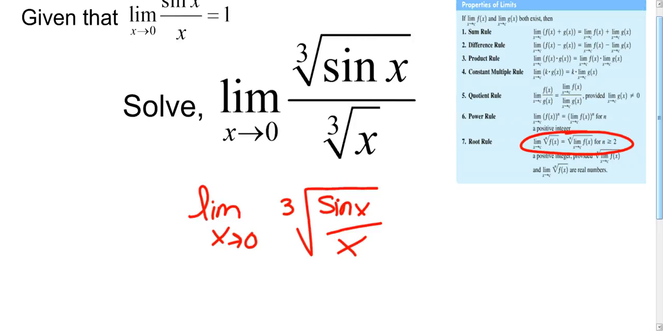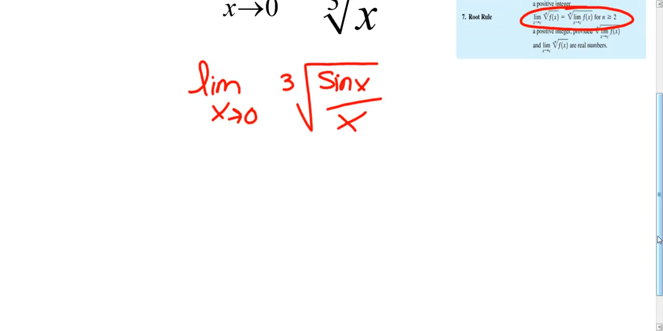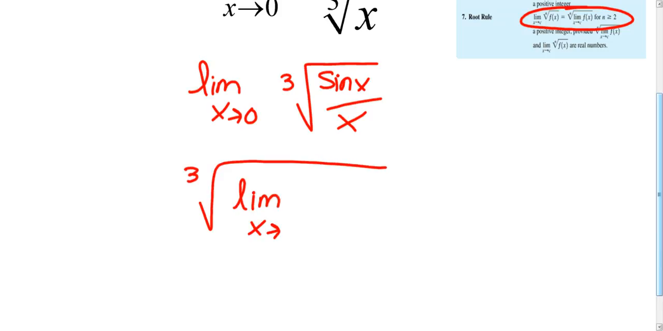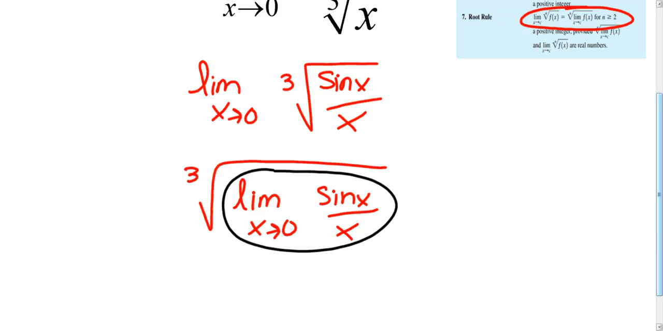And then you're going to use your root rule of this, which is this guy right here. I know that's hard to see up here, but you can look at your note sheet. So what this is, it's really the cube root then of the limit as x approaches 0 of sine x over x. This quantity again I gave you at the beginning, and it's 1. So what you really have is the cube root of 1. And the cube root of 1, what times what makes 1? Is just 1.